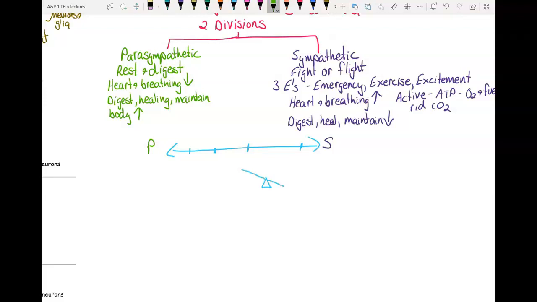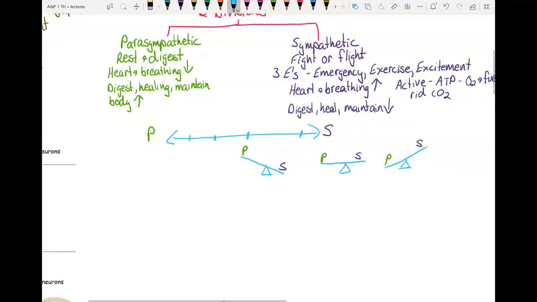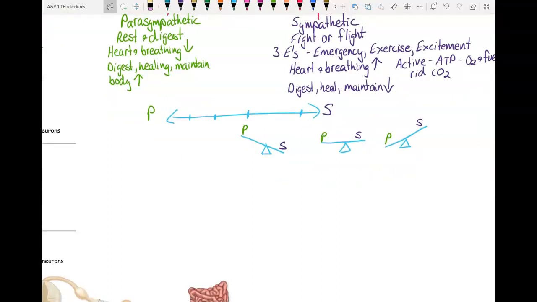So if your parasympathetic is turned up high, your sympathetic is turned down low. You could be kind of partially excited, and you could be perfectly balanced between the two. Or you could be in a full-on life-threatening emergency, and if you have sympathetic turned up, then parasympathetic is turned down. So this first one, with the parasympathetic high and the sympathetic down, this would be like when you're half asleep on the couch watching TV.